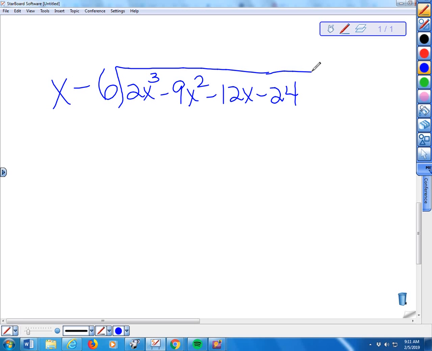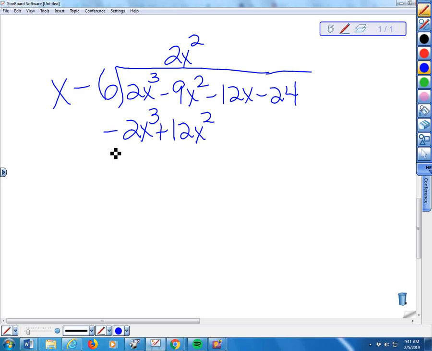Okay. X times what is 2x cubed? 2x squared. Oh, because that's not x squared. Yeah, x squared. You're right. Okay, and now I multiply x times this. 2x squared times x is 2x cubed. 2x squared times negative 6 is negative 12x squared. With me so far? Yeah, flip the sign. Flip the signs. Don't forget that step.